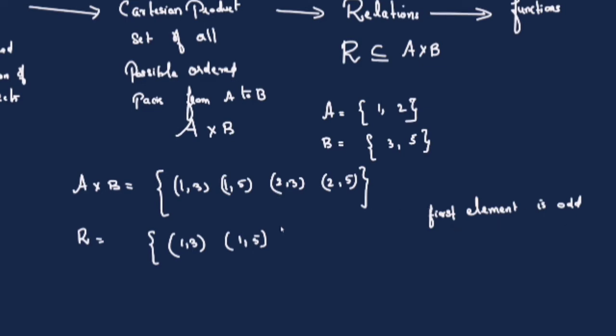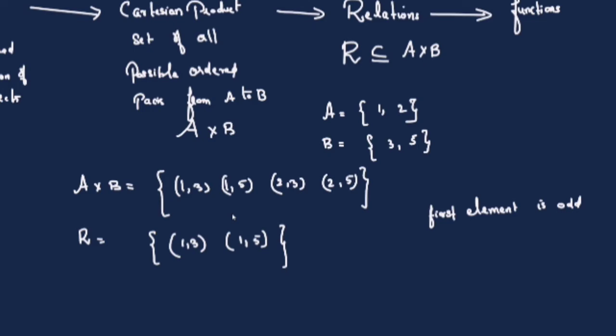So this is called a relation. It is a subset of A cross B and there is some relation. We have defined a relation here: the first element is odd. So in this ordered pair (1, 3), the first element is odd. (1, 5), the first element is odd. I cannot write (2, 3) because the first element is even. So this is called a relation. So relation is a subset of the Cartesian product. Okay, it is just a subset.